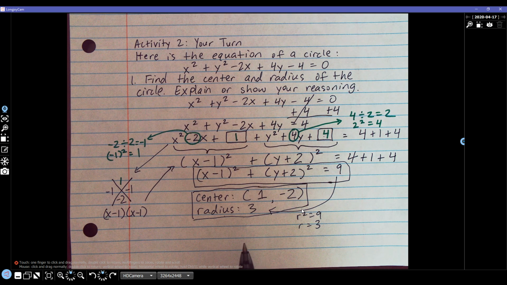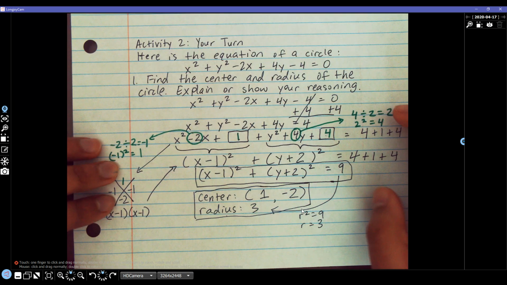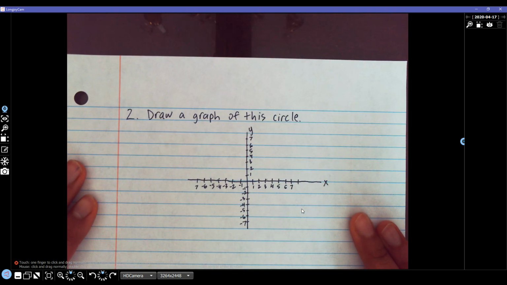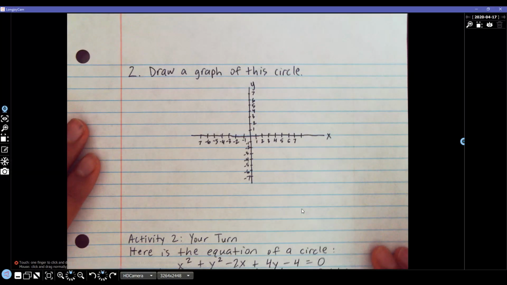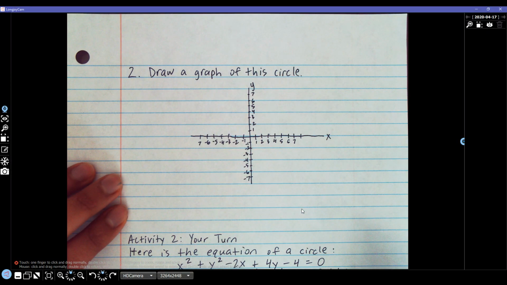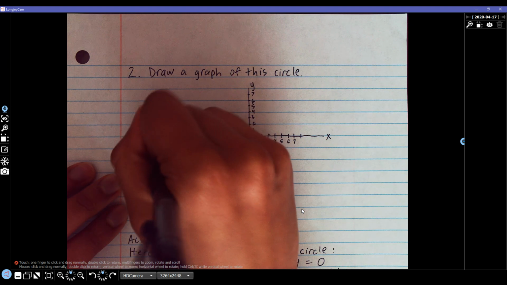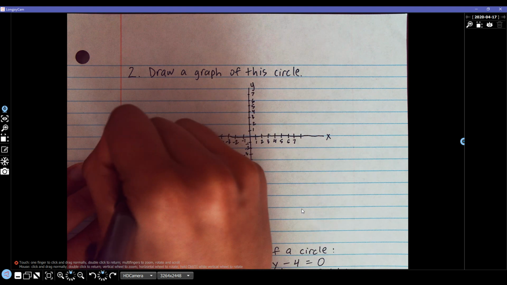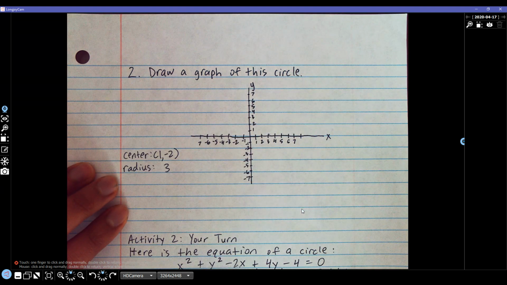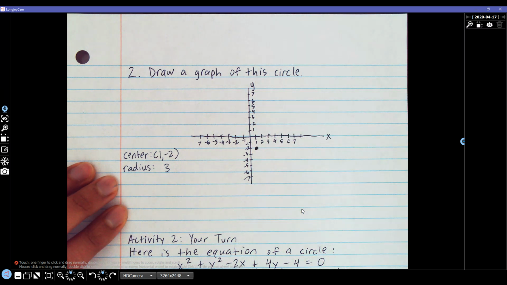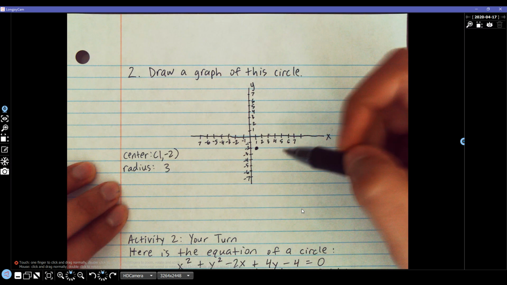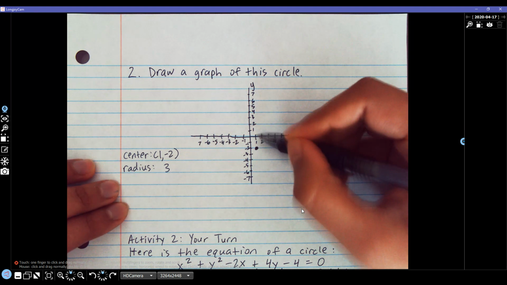Now, in number 2, we just need to graph this. So I'm going to go up over here to number 2, and you should be able to see this in your next slide on Desmos. So we know that our center, right, was at 1 comma negative 2, and our radius was 3. So I'm going to go to 1 comma negative 2, which is right over here. And then remember that for our radius, right, we just count 3 in every single direction to create our circle.